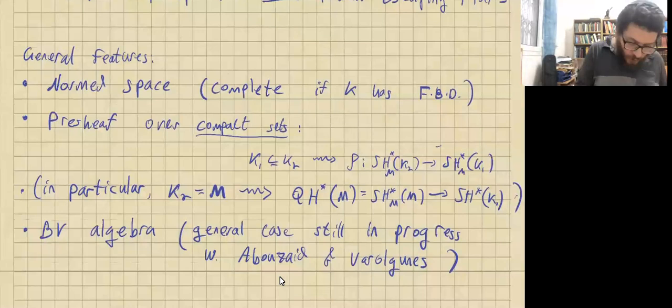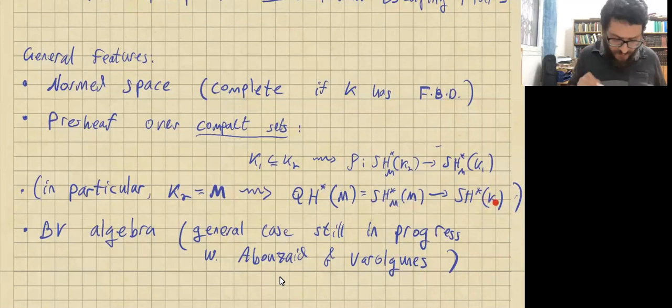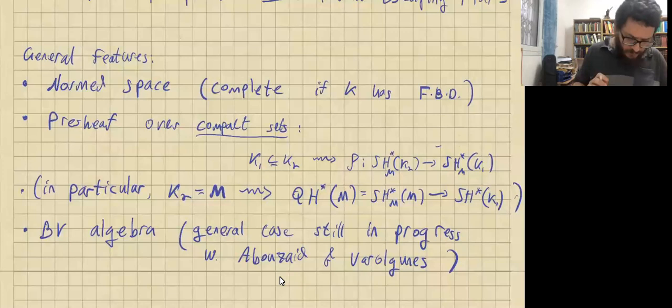And one particular manifestation of this is that if you take K to be the entire manifold, you get a map from the quantum cohomology, which you can think of as the local symplectic homology of the entire manifold, to the local symplectic homology of this subset. But actually this works even if the entire manifold is not compact. So it's not just a particular case of this.